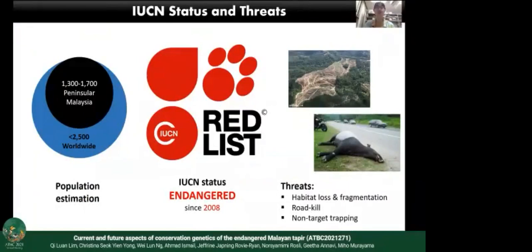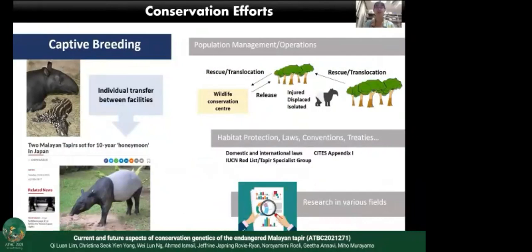It has been listed in the IUCN Red List as endangered since 2008, facing threats such as habitat loss and fragmentation, roadkill, and non-target trapping. Unfortunately, there is a foreseeable further decline in their wild population due to anthropogenic disturbances.